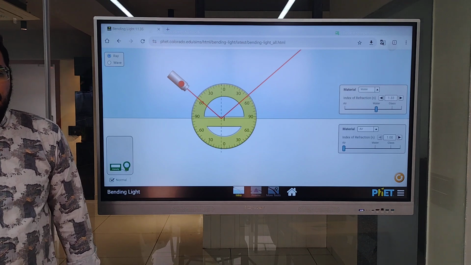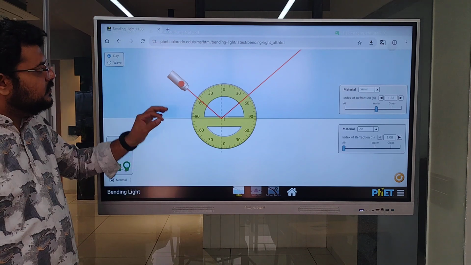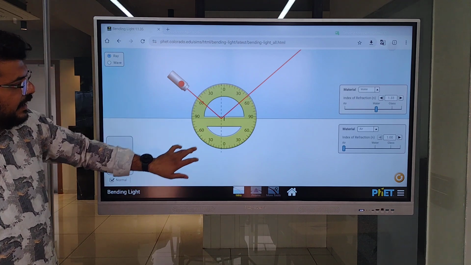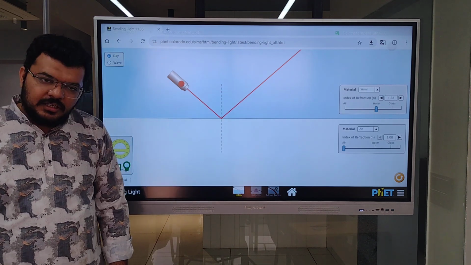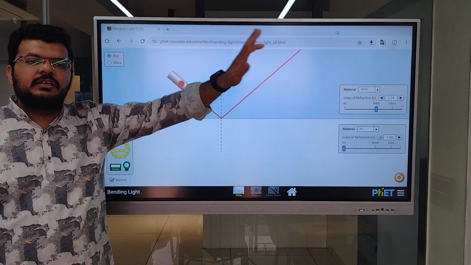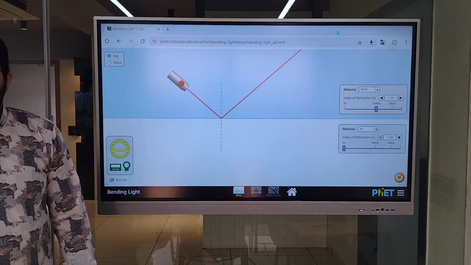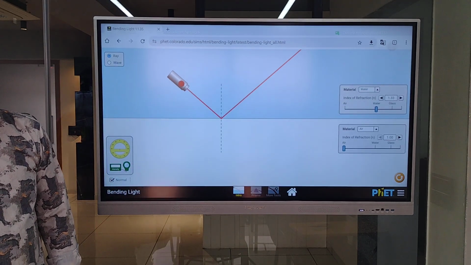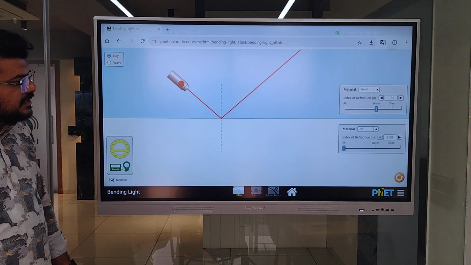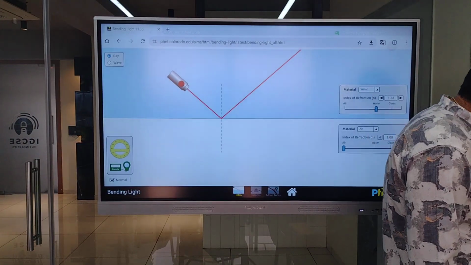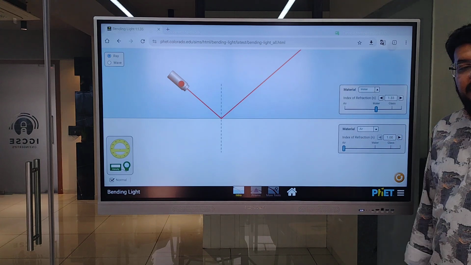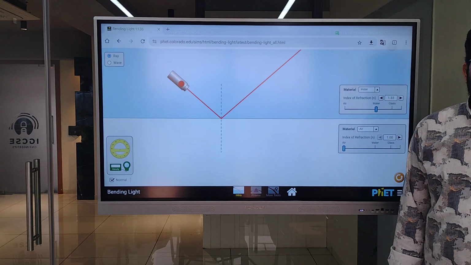What do we have to remember for now? For now, we only have to remember that if the angle of incidence is greater than the critical angle, total internal reflection takes place.